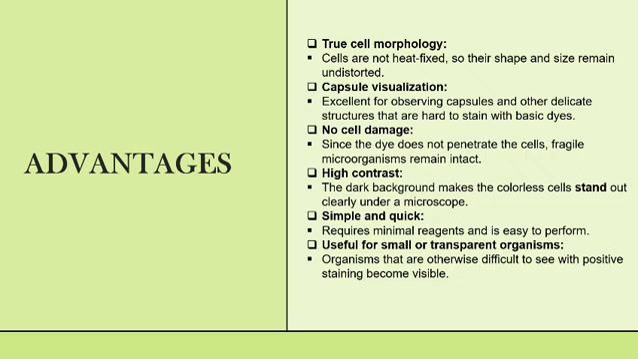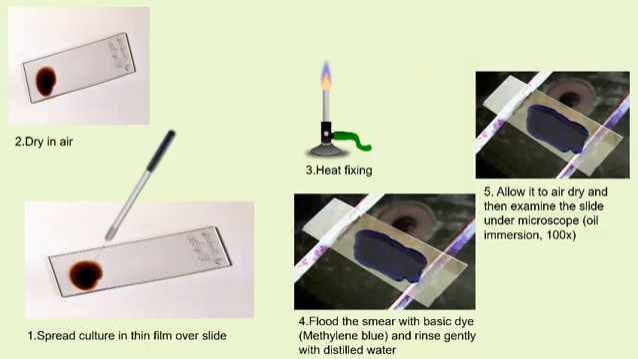Simple and quick. It requires minimal reagents and is easy to perform. That's why it is a primary technique. Useful for small or transparent microorganisms, or organisms that are otherwise difficult to see with positive staining, become visible.